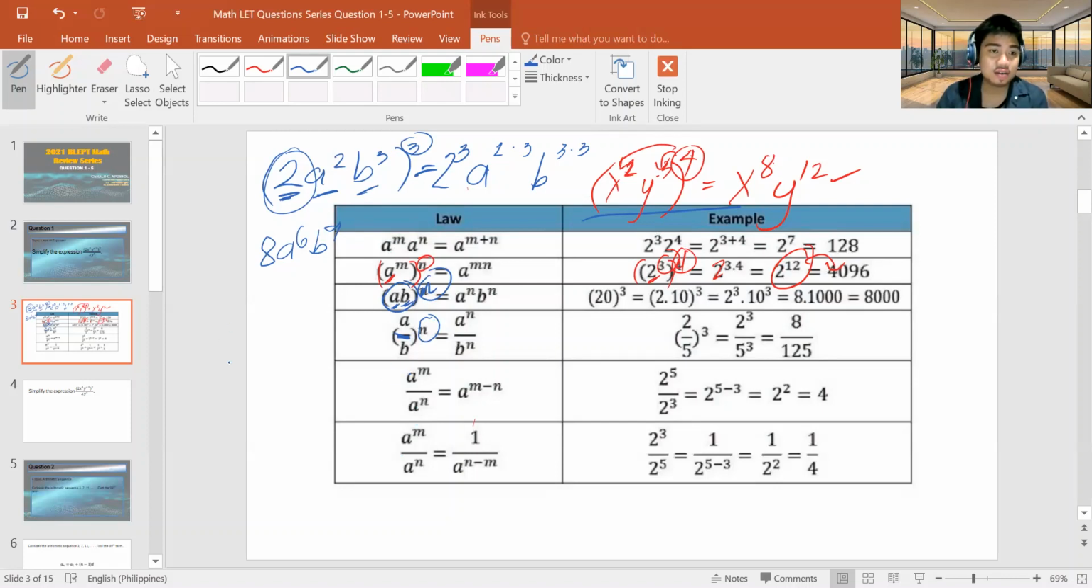When we are dividing two exponential numbers having the same bases, we're just going to subtract the exponents. So, yung exponent ng numerator ang una subtracted ng pangalawang exponent. So, for example, we have x raised to 7 divided by x raised to 3. So, magiging sagot dyan will be x raised to 7 minus 3, or we have x raised to 4.